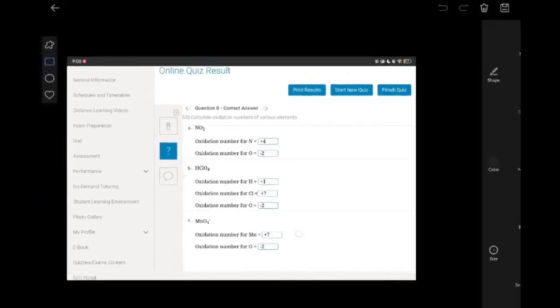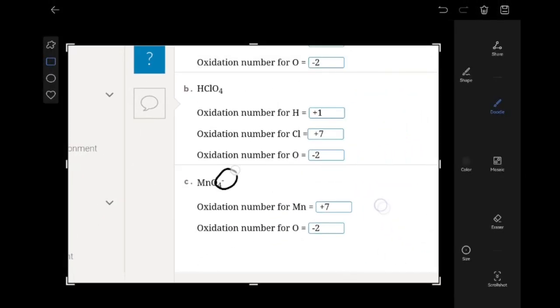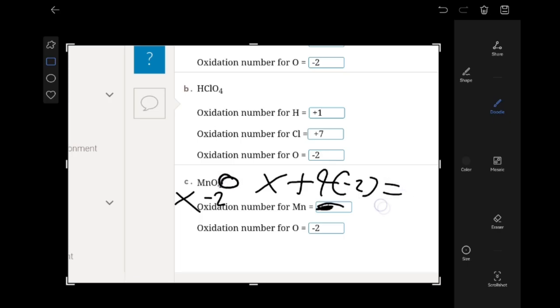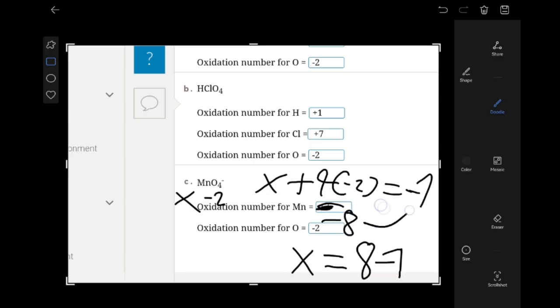Last one. Here, this time it has a charge. So we already know O is negative 2. And we'll use this as X. So X plus 4 times negative 2 isn't equal to 0. It's equal to negative 1 because that's what the charge is. X equals 8 minus 1, right? Because it becomes negative 8 and then you take it to the other side. It's equal to 8 minus 1, which is equal to what? Positive 7.